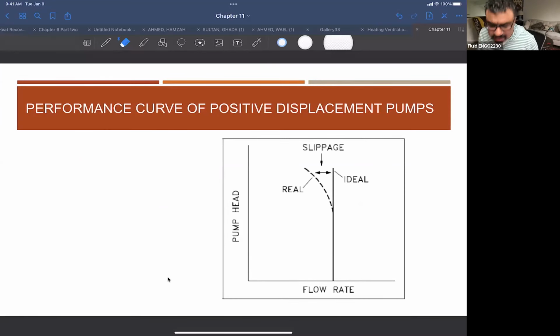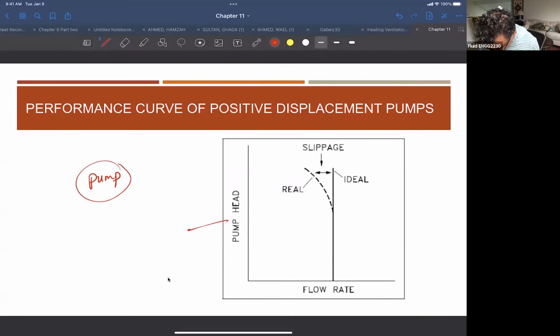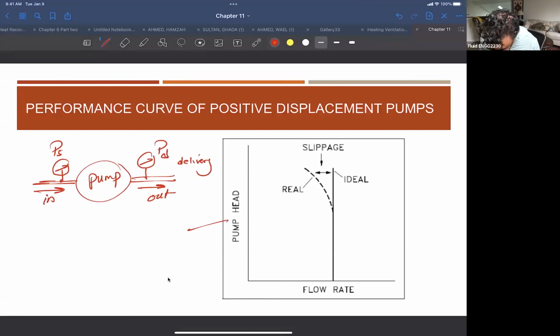That's why when you look at the performance curve of this pump, you will see the pump head here is the pressure. So if you have a pump like this, this is in, this is out. If you measure the pressure here, this is the suction head. If you measure the pressure here, this is the delivery head. Right? What the pump is doing is increasing the pressure from here to here based on the resistance here, right?